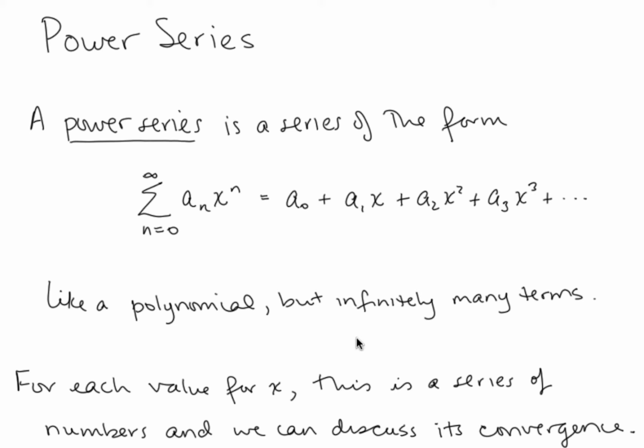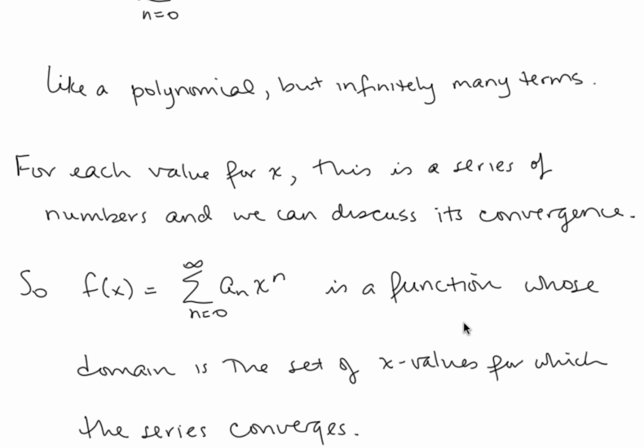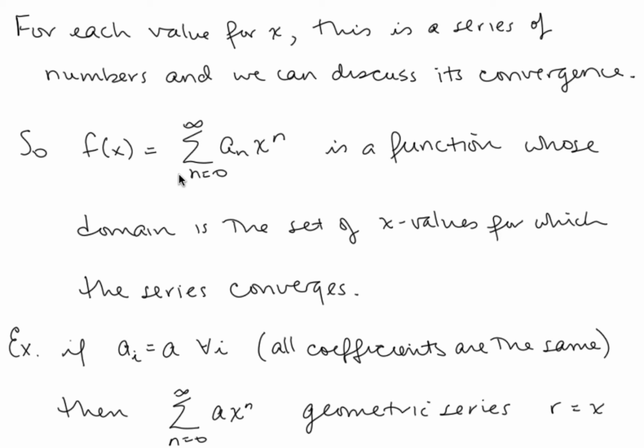Now we've been talking about the convergence or divergence of our series. So what does that mean now that we have power series? Well, for each fixed value of x, this is going to be a series of numbers, and we can talk about if that series converges or not. So if we consider this power series as a function of x, it's a function whose domain is the set of x values for which the series converges.